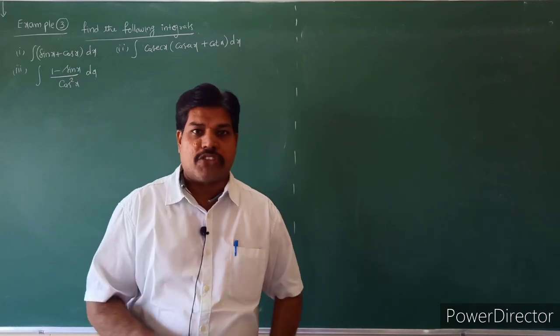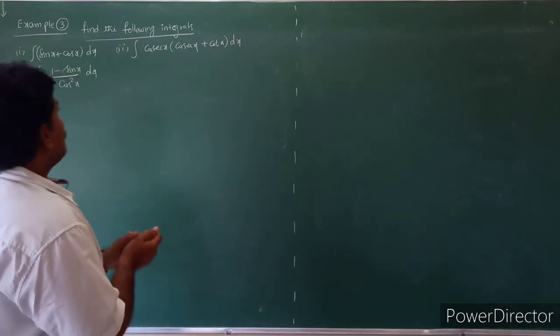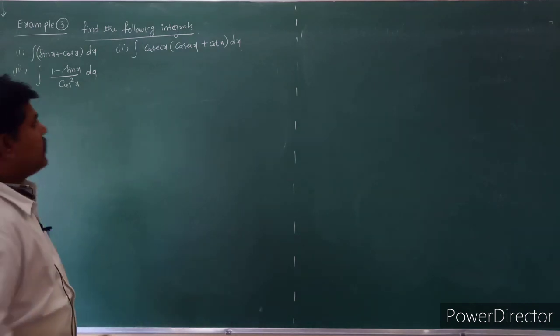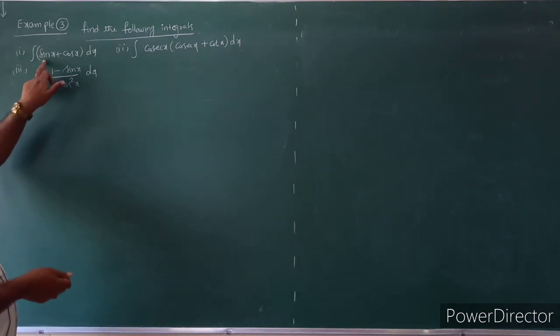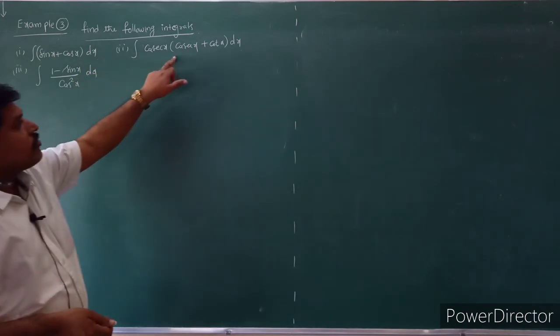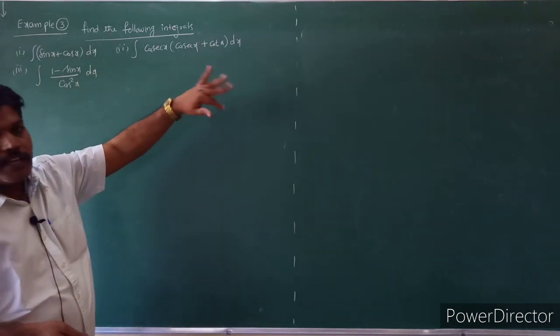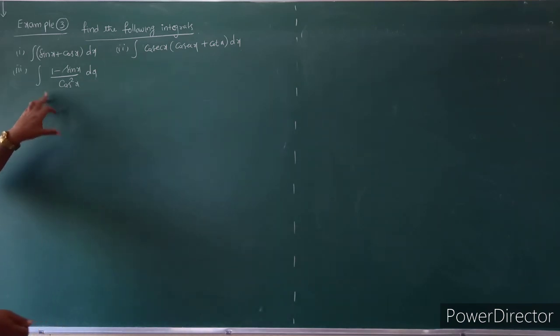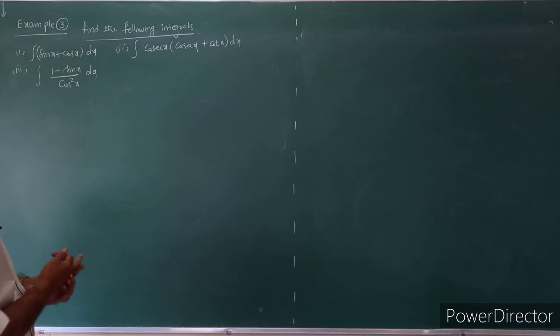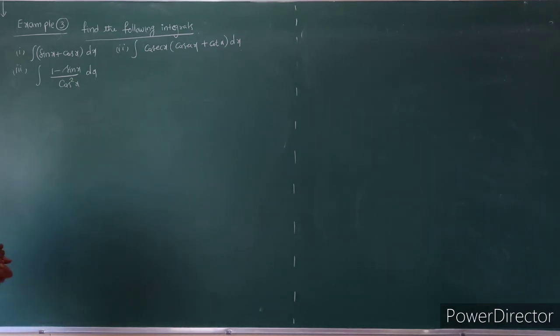See the example number 3. What is example number 3? Find the following integrals. See the first question, integral of sin x plus cos x into dx. Second question, integral of cosecant x into cosecant x plus cot x into dx. Third question, integral of 1 minus sin x by cos square x into dx. Okay, so see this question, students.